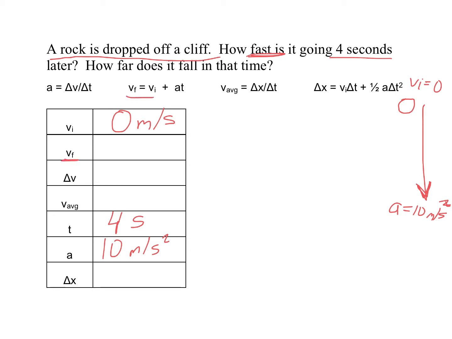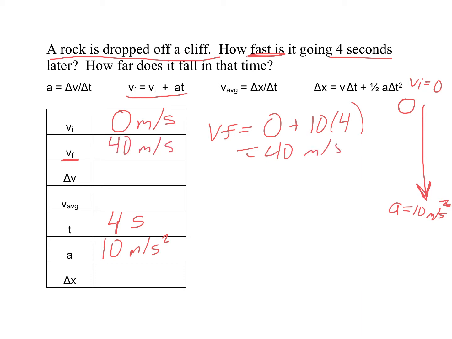So we can use this equation here to find VF. VF is going to equal VI, which is 0, plus A, which we're calling 10, times T, which is 4. If we do that out, we get 40. So this rock starts at 0, and 4 seconds later, it is going 40 meters per second downward. The way these work is every second that an object is falling on Earth, its velocity changes by 10 meters per second. In this case, it's getting faster and faster. So it's going 0, then 10, then 20, and by the end of 4 seconds, it's going 40.